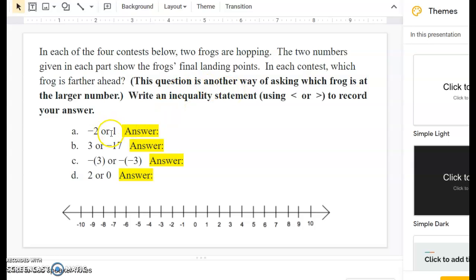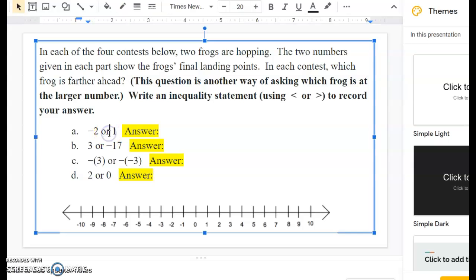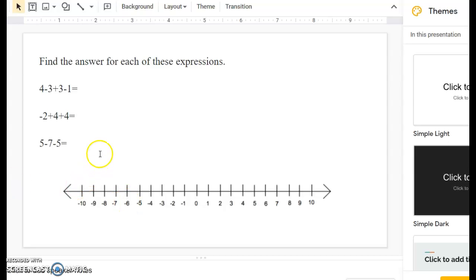So for each of these, for A, if you say -2 is larger than 1, you would put the greater than symbol eating the -2. And you can write it like that, or you can write it again next to the answer. The number line is there to support you.